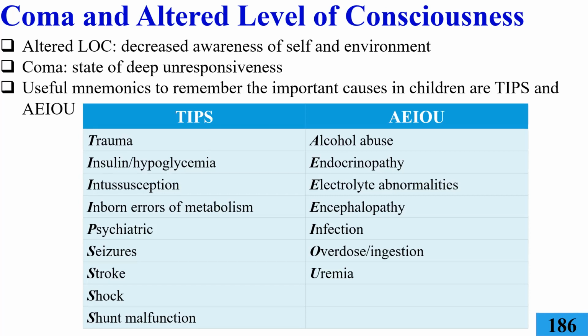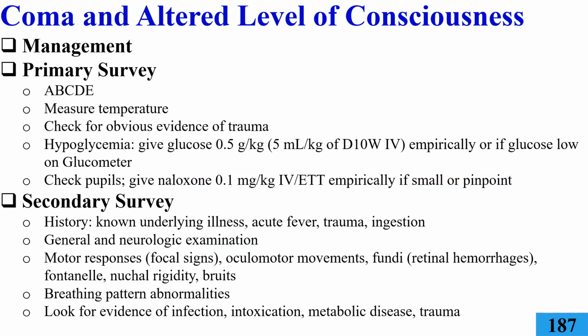Coma means a deep, non-responsive patient. The causes in children are TIPS and AEIOU. The TIPS are trauma, insulin, ingestion, inborn error, psychiatric and seizure, stroke, shock, shunt. And AEIOU is alcohol, endocrine, electrolyte, encephalopathy, infection, overdose, and uremia. Management is the primary survey, A, B, C, D, and the secondary survey, focused history or SAMPLE.